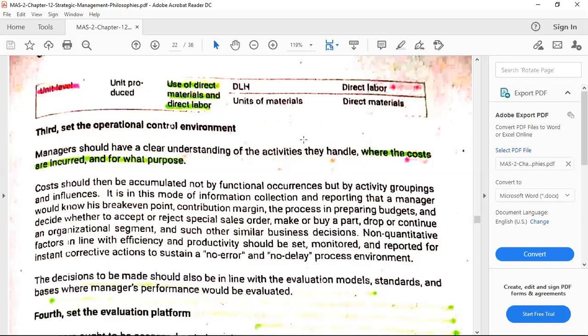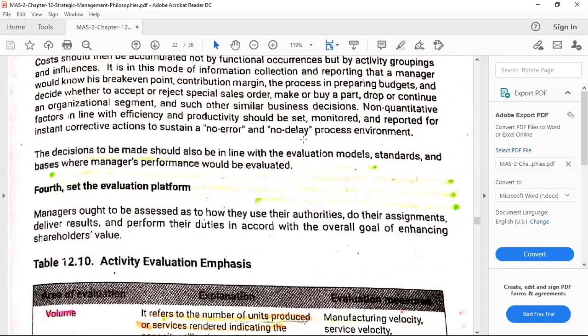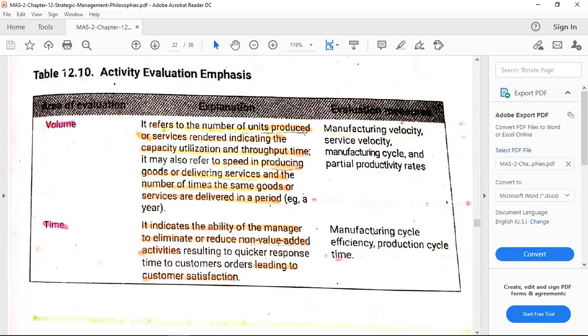Why the costs are incurred, where they are for, and what's the reason why we are incurring them. The fourth one is the evaluation platform. So we have to assess how they use their authorities, do their assignments, deliver results, and perform their duties. The managers are being said here in accordance with the overall goal of enhancing shareholders' value. This is the ultimate point of the managers, that anything that they do should add value and should accumulate wealth for the shareholders. Then activity evaluation emphasis could be on volume and on time.